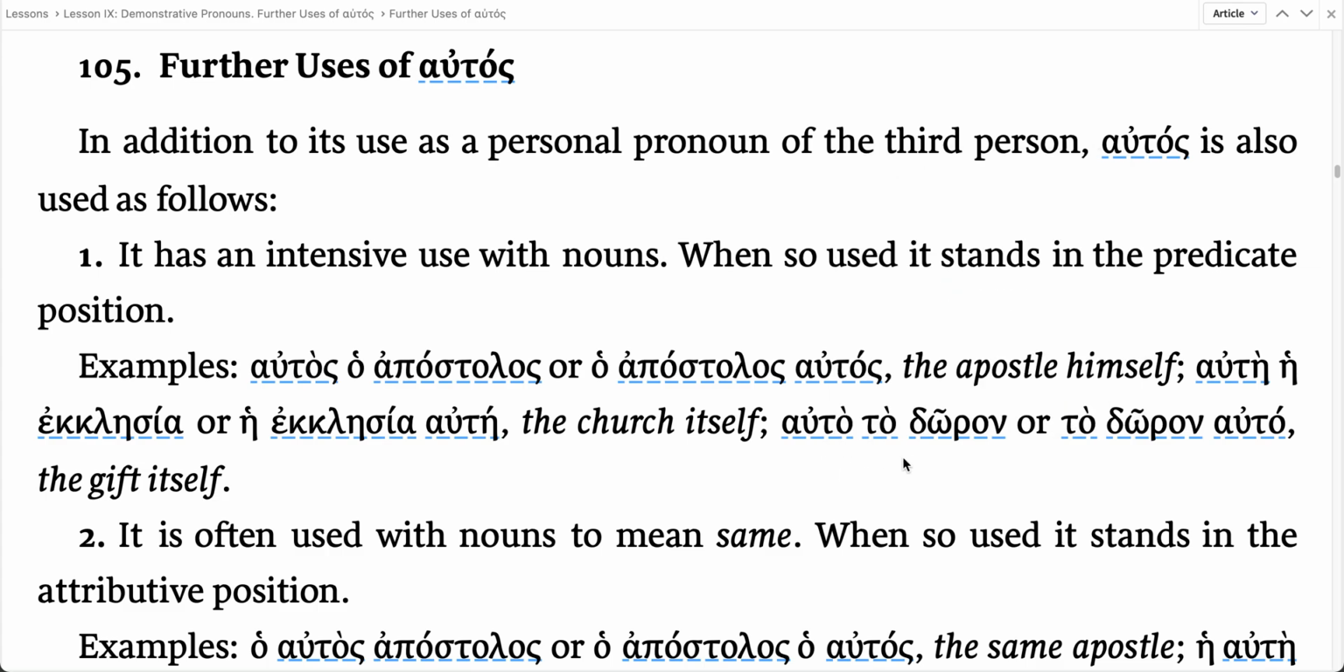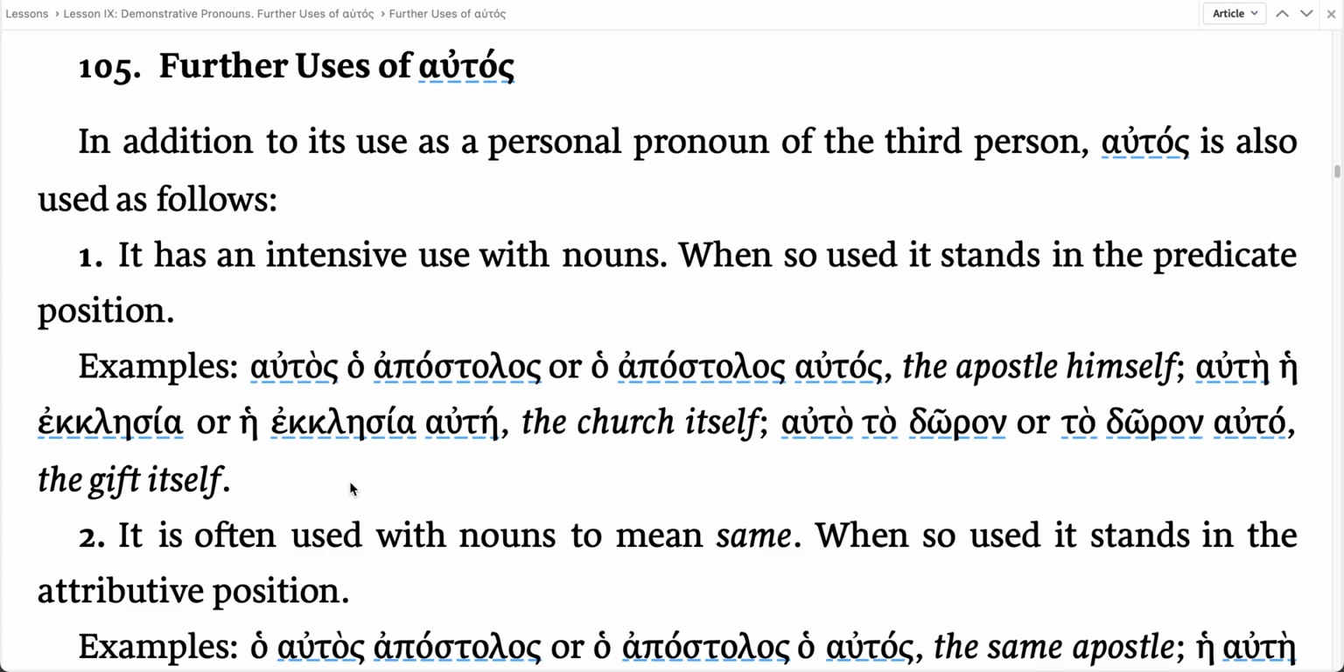Here you have αὐτό τὸ δῶρον, or the reverse. Remember, it does not have the article. That is the gift itself. So again, it's intensifying the noun. And the best way to translate that is to use the word himself, herself, or itself, or themselves if it's plural.